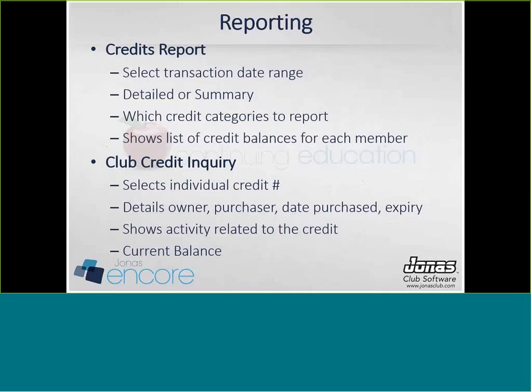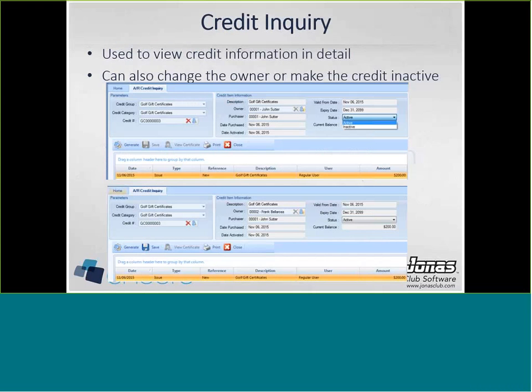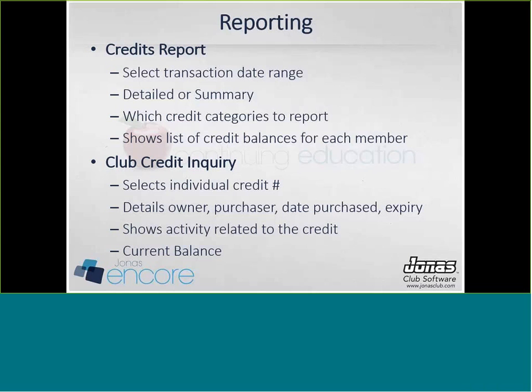We also have a club credit inquiry. So this is what we were looking at on this screen. This shows you the credit detail for one credit at a time. So you would select the credit number, which is a gift certificate number. You can look it up as well in the search field. Details the owner, purchaser, date purchased, expiry, shows the activity, and shows the current balance. And then again, this is a screen where you can modify the owner or the status.